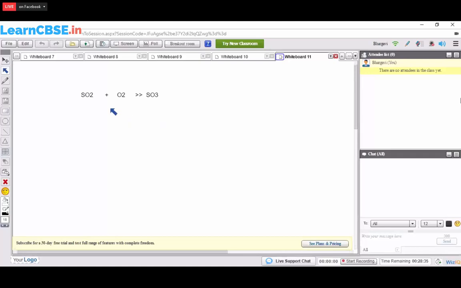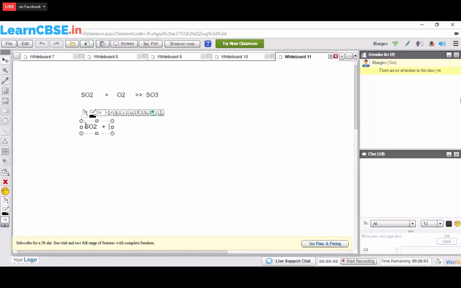Okay. Next one is SO2 plus O2 gives SO3. This is one of the important reactions in the contact process. So SO2 plus O2 gives SO3. Okay, so now here it is 1 sulfur, here it is 1 sulfur. Here it is 2 plus 2, 4 oxygen atoms. Here it is 3 oxygen atoms. Okay.